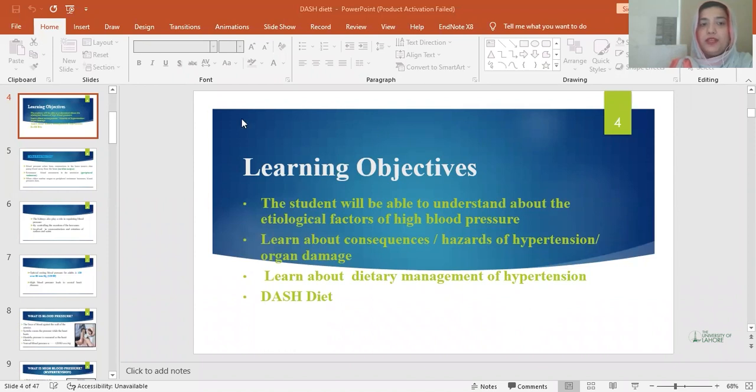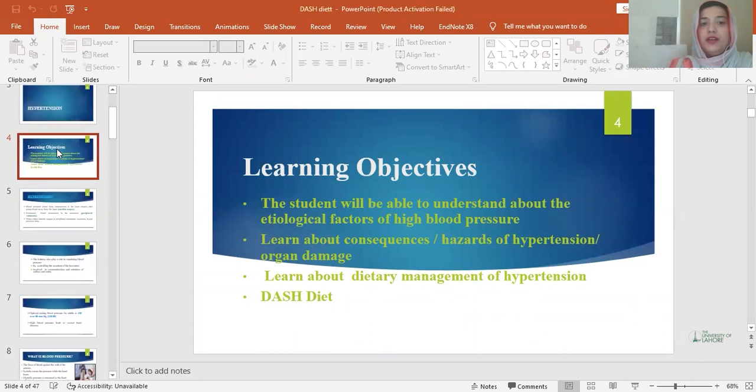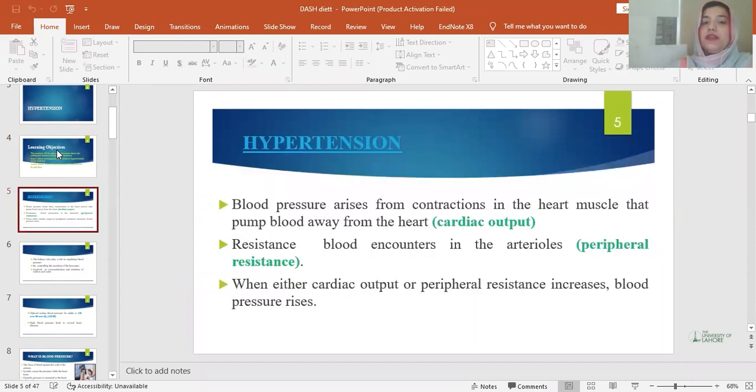Today the topic we are going to discuss is hypertension. After the lecture, the student will be able to understand the etiological factors of high blood pressure, learn about the consequences, hazards of hypertension, and organ damage, and later learn about the dietary management of hypertension through the DASH diet. Okay, let us have a look at what is hypertension.